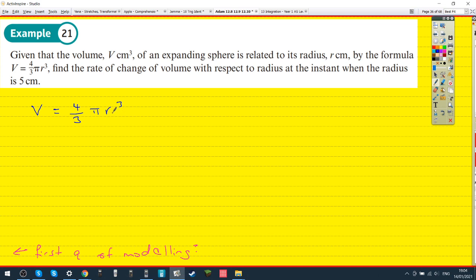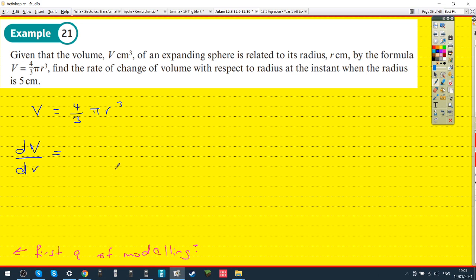R equals 5 would give us the volume when the radius is 5. We want the rate of change of volume when the radius is 5. And so rate of change is dy/dx, or in this case, applying it to the real world, instead of dy/dx, it is dV/dr.